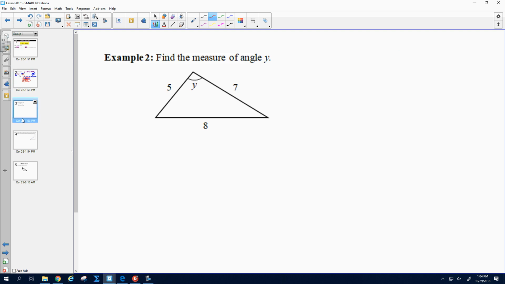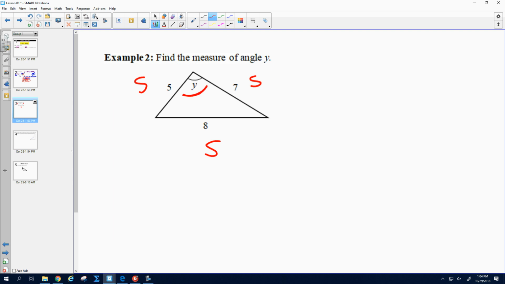This one's a little bit different. Find the measure of y. So this time I'm missing the angle. You always look to see, can I use law of sines? And can we use law of sines? No. You have to have one angle and one side right across from each other, so no law of sines. But I do have side, side, side. So if you have SAS or SSS, you can use law of cosines. All right? So here we go.